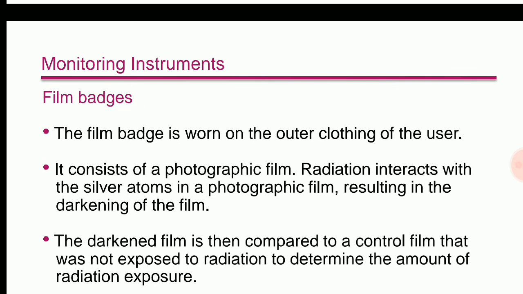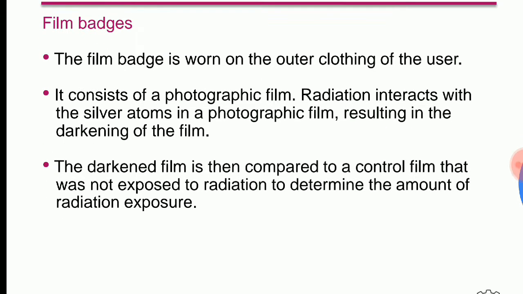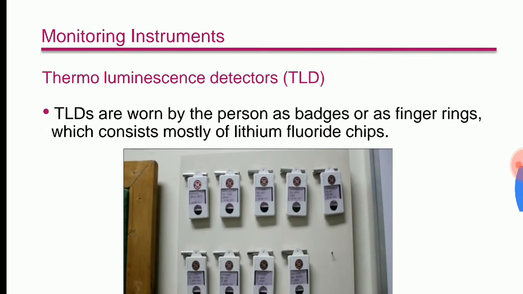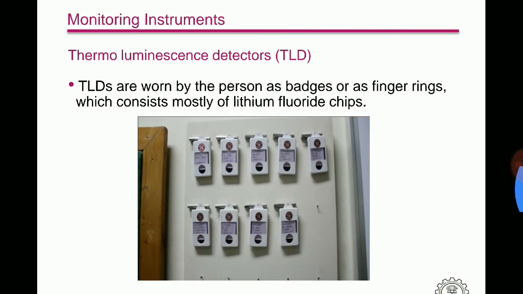Monitoring instruments. Film badges. The film badge is worn on the outer clothing of the user. It consists of photographic film. The radiation interacts with the silver atoms in the photographic film, resulting in the darkening of the film. The darkened film is compared to a control film that was not exposed to radiation to determine the amount of radiation exposure. You can see the image here also.